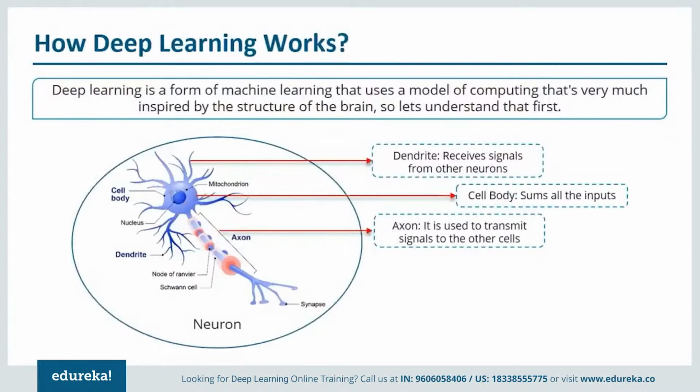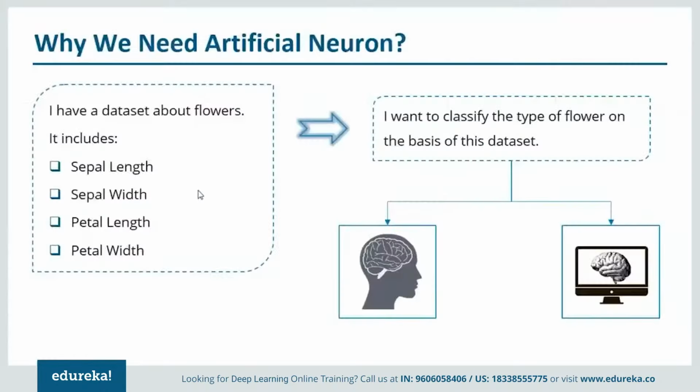And we take the same process forward and we try to create artificial neurons. So let us understand why we need artificial neurons with an example. I have a data set of flowers, say, and that data set includes sepal length, sepal width, petal length, and petal width. Now what I want to do is classify the type of flower on the basis of this data set. Now there are two options. Either I can do it manually. I can look at the flower and determine by its color or any means what sort of flower it is. Or I can train a machine to do that.